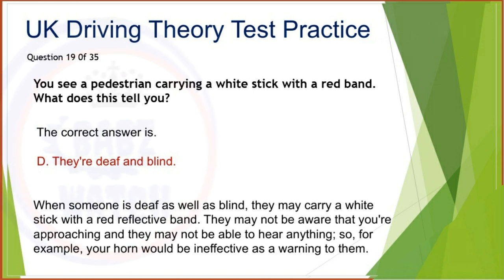When someone is deaf as well as blind, they may carry a white stick with a red reflective band. They may not be aware that you're approaching and they may not be able to hear anything, so, for example, your horn would be ineffective as a warning to them.